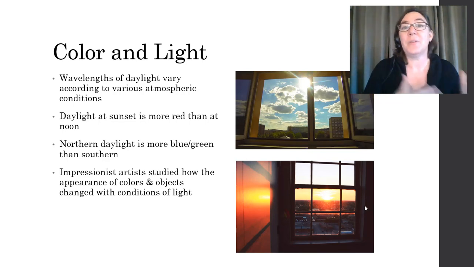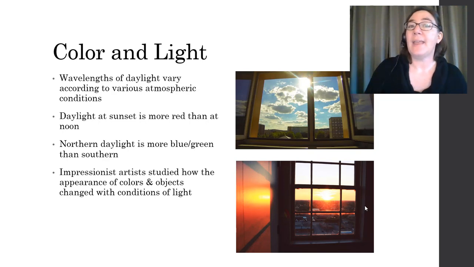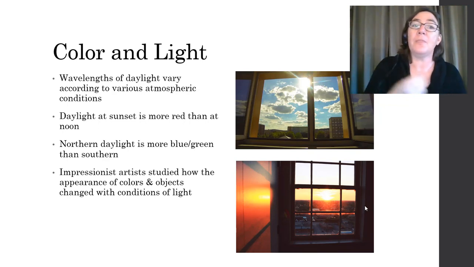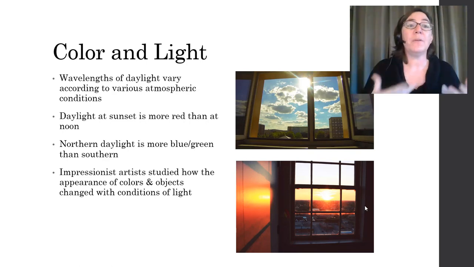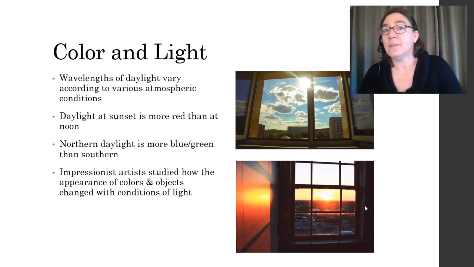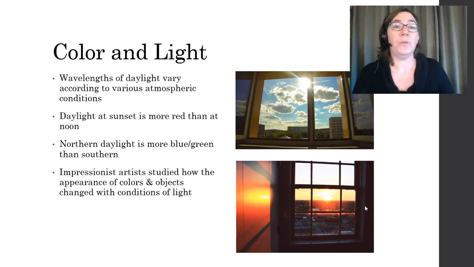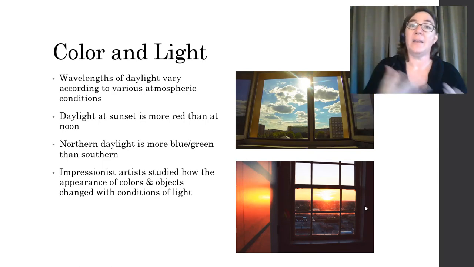So let's start out by looking into the sun's light, the daylight that is around us all the time and that we as humans have evolved with. The wavelengths and the appearance of daylight varies, and it varies according to atmospheric conditions. Is it cloudy? Is it clear? It varies according to time of day. Daylight at sunset is going to be much more red. It's going to be warmer than the daylight at noon. And you can see that in these two pictures here.